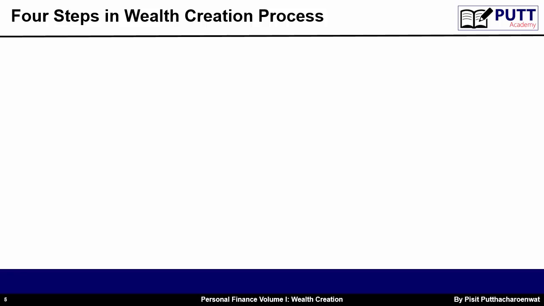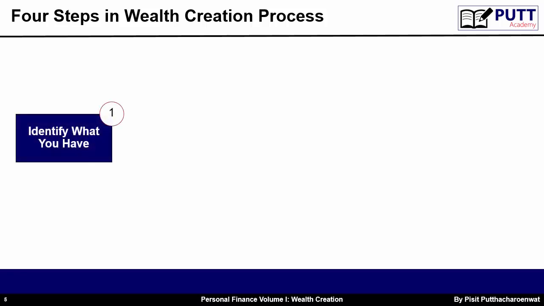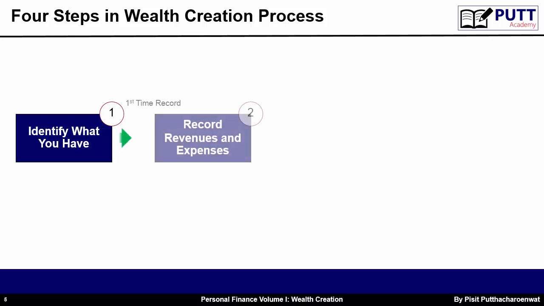The first step is to identify what you have, how many assets do you have, and what about liabilities, that kind of stuff. The second step is to record your revenues and expenses. As you start your personal budgeting for the very first time, you probably never keep track of your revenues and expenses, and these items are very important information that at least you need to know to make a good budget.